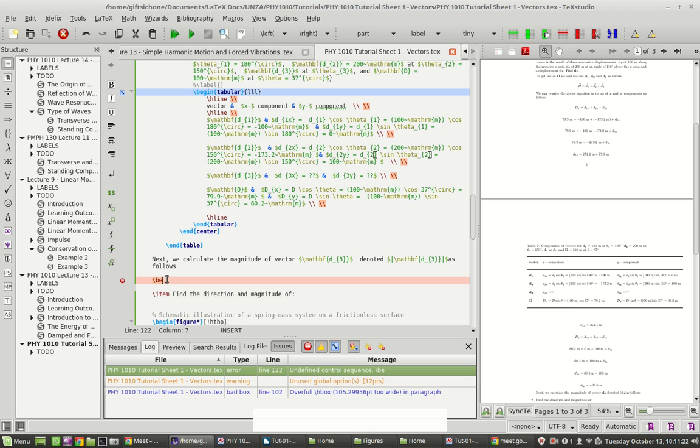Now that we have the components, how do we get the size of the vector, vector D3? D3 will be equal to the square root of D3x squared plus D3y squared. Yeah, exactly.